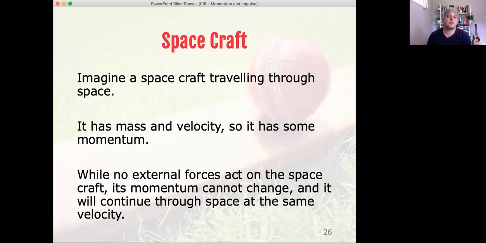As our little example, just imagine a spacecraft traveling through space all the way out from everywhere, so there's no net forces on it, no effective forces, everything's negligible. It has mass and velocity, so it has momentum. Because there are no net forces on it, it can't change. It's just going to sit there floating through space at the same velocity and therefore with the same momentum.